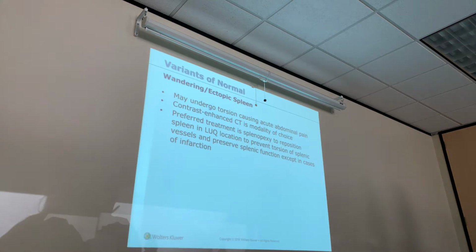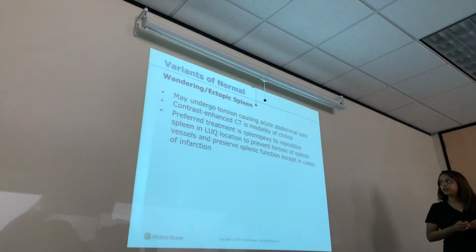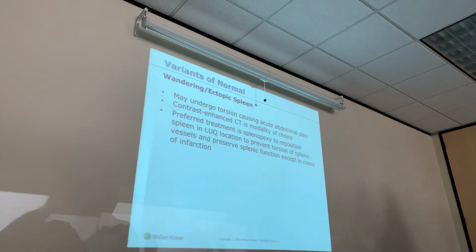So the preferred treatment is to reposition the spleen in the left upper quadrant location to prevent torsion and to try to preserve the function. Except if there's infarction, meaning where the tissue is already dead and they can't save the spleen, then they'll just remove it.